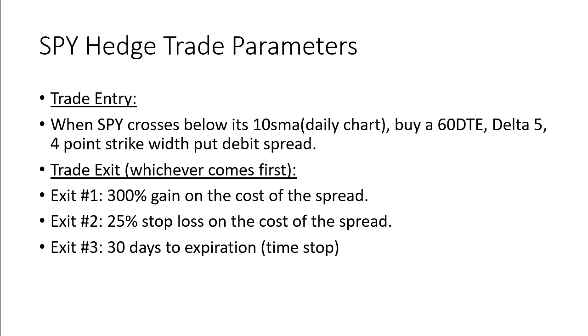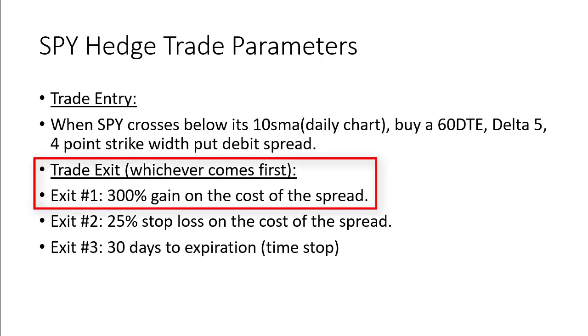So there's 3 exits to the trade, and let's talk about what this means. Exit number 1, there's a 300% gain on the cost of the spread. So when you're buying a put debit spread, and let's say it's 50 cents or something like that, when you get a 300% gain, so when that $50 turns into $200, that's a $150 gain, that's a 300% gain, you'd want to exit the trade, because in order for that to happen, there has to have been some kind of big dip. That's your crash protection. It's not going to cover every dollar that you have in your long portfolio, but it's going to severely minimize that drawdown.